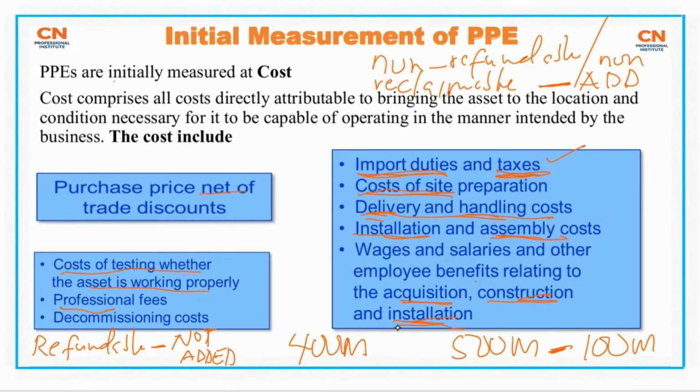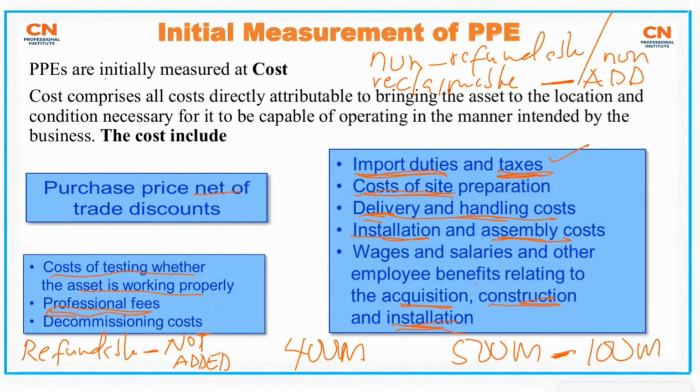Then professional fees, like lawyers, architects. Sometimes you need lawyers' advice, or sometimes broker fees that you pay to brokers, maybe lawyers, consultants. You ask for their opinion. All these costs are added to the cost of the PPE, right? So that's the professional fees.